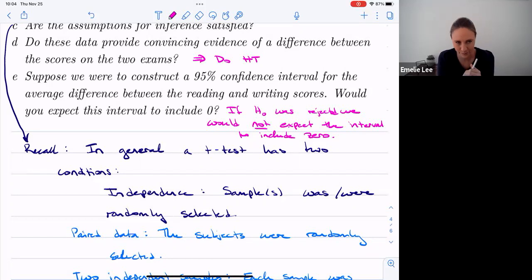Who knows? If H naught was rejected, we would not expect the interval to include 0, right? So you can build the interval to confirm. So a confidence interval only matches a two-sided test. Okay, so if you're doing a one-sided test, it might not necessarily match.